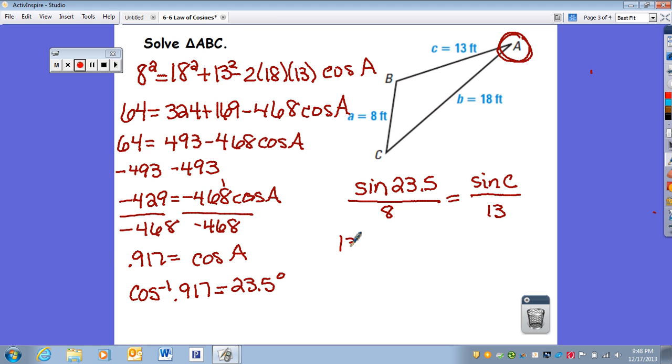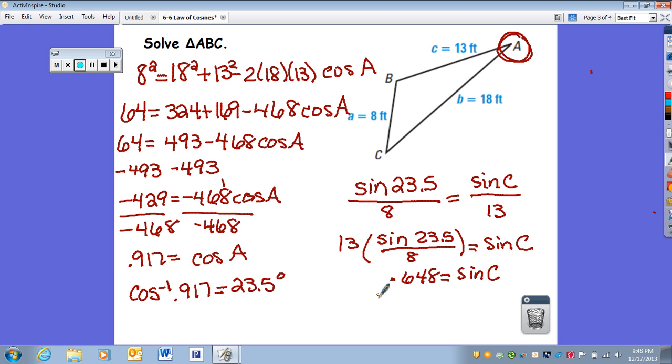So we'll multiply both sides by 13. So we have 13 times the sine of 23.5 divided by 8 is equal to the sine of angle C, and that comes out to be 0.648, which then is equal to the sine of angle C. And so we'll use our inverse sine to find the degree measurement for angle C of 0.648, and that's equal to approximately 40.4 degrees.